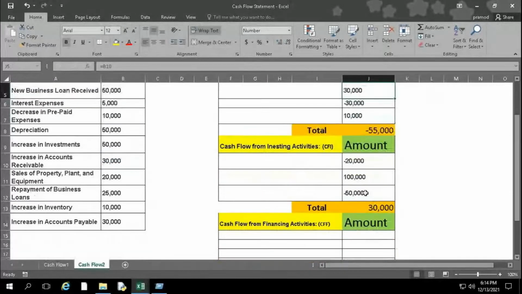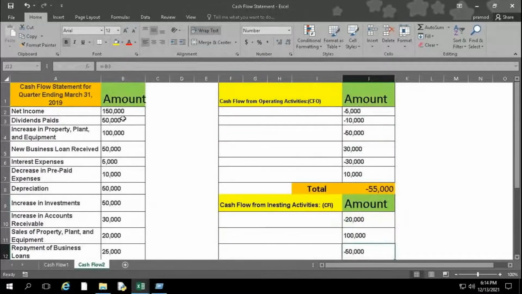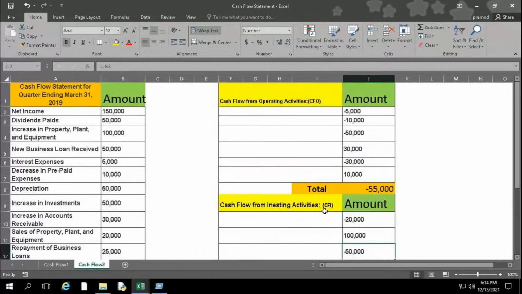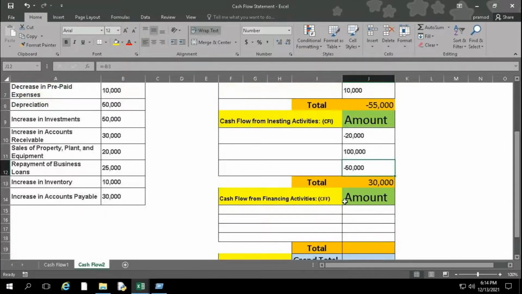Minus 50. Here, dividend you have taken. Dividend paid. Yes, sir, dividend paid, 50,000. Minus dividend under 50,000. CFF, sir. Dividend paid, repayment of business loans, new business loan received, net income, sir. So repayment will be minus 25. Total of business loan. CFF. So it is 1,30,000.